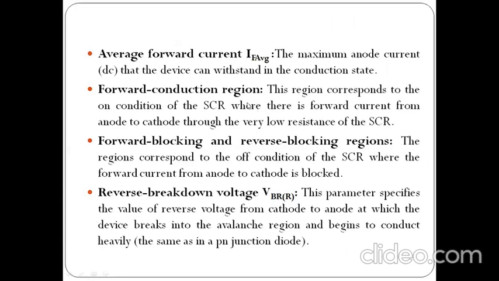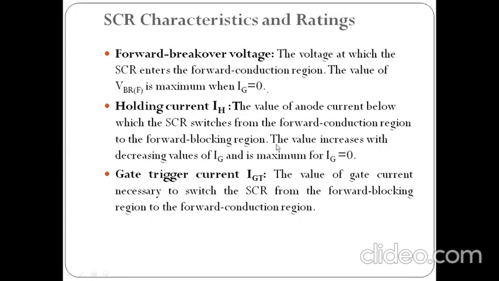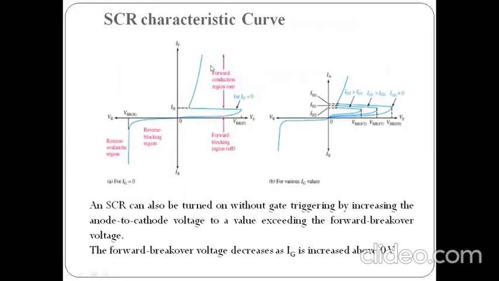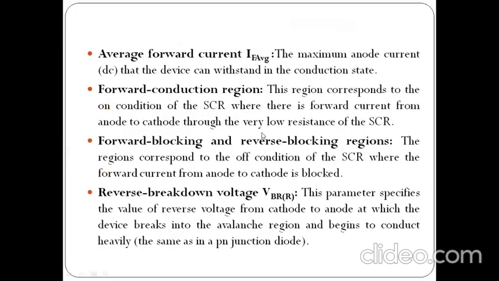The next parameter is the forward conduction region, which is the region shown here. It corresponds to the on condition of the SCR, where there is a forward current from anode to cathode through the very low resistance of the SCR. As in the figure, the SCR is in the on condition and there is a flow of current in the circuit.